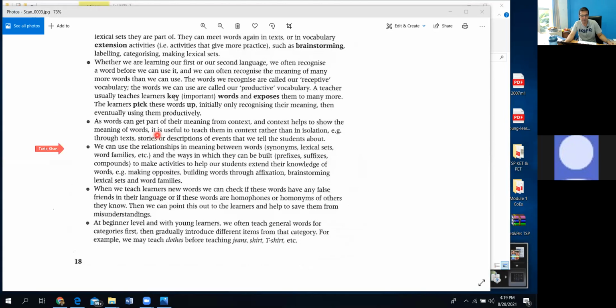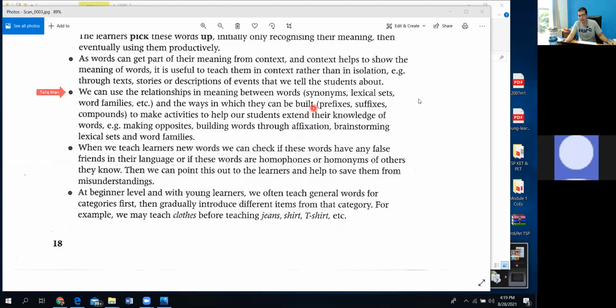Next point, we can use the relationship in meaning between words, synonym, lexical set, word families, etc., and the ways in which they can be built, prefixes, suffixes, compounds, to make activities to help our students extend their knowledge of the words. Making opposites, building words through affixation, brainstorming, lexical set and word family. Usually teachers are doing that. They do games with the students. Okay, find the opposite meaning of it. So the teacher tells a word and they give the opposite word, antonym. Similar one, okay, they give some words and they provide similar meaning.